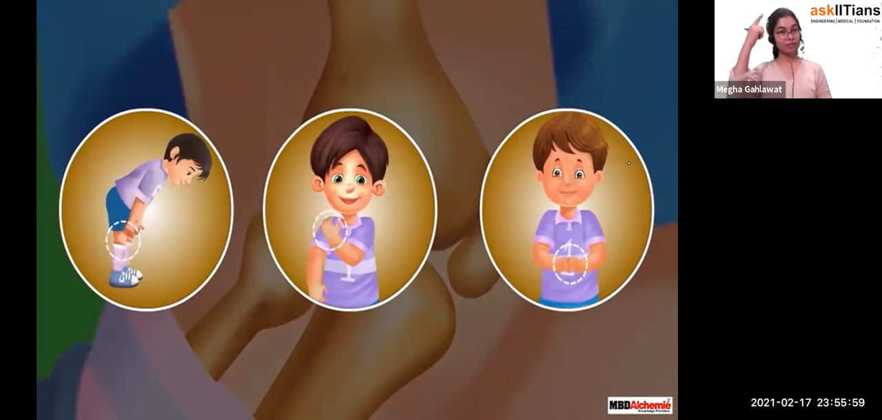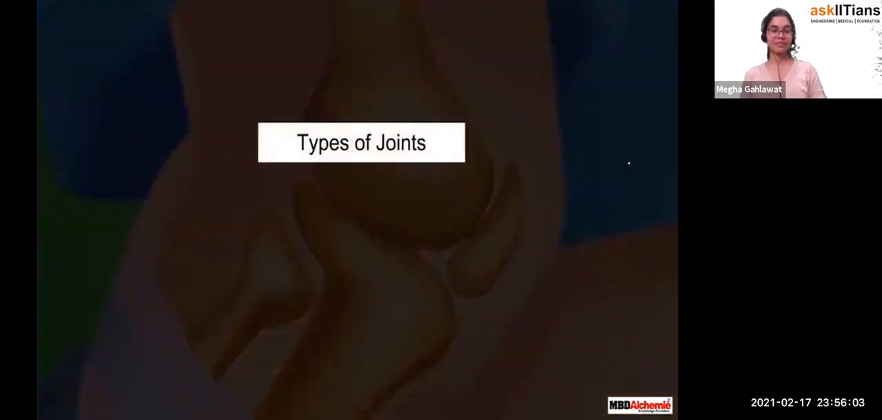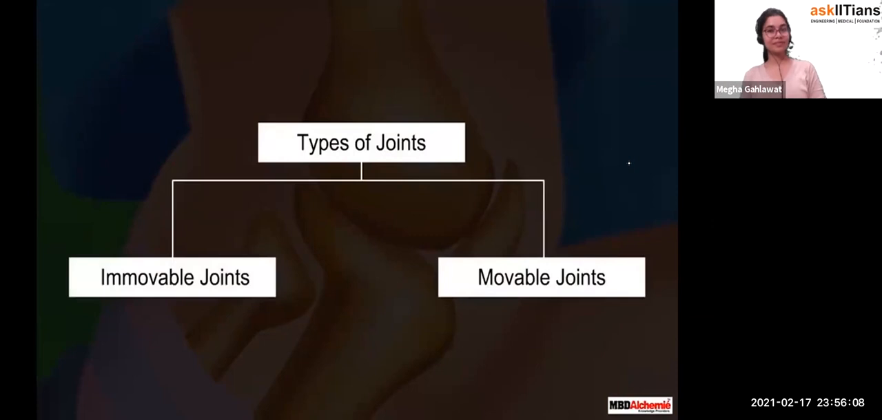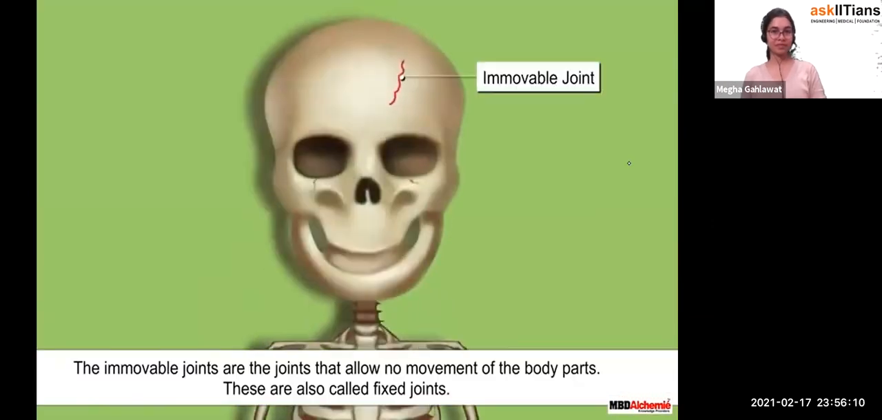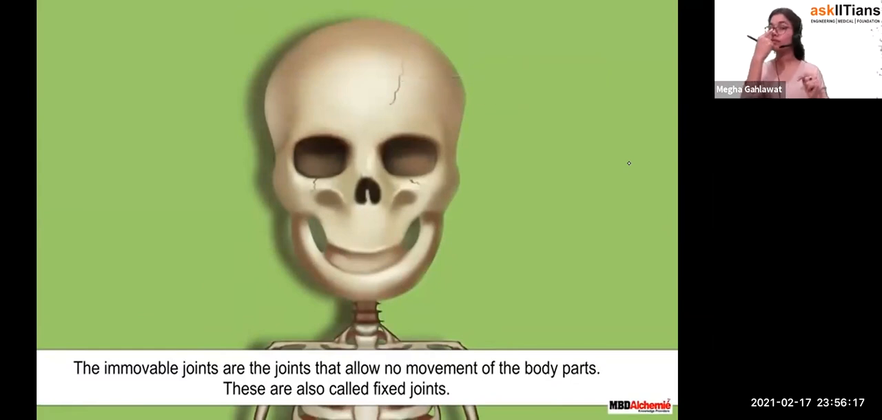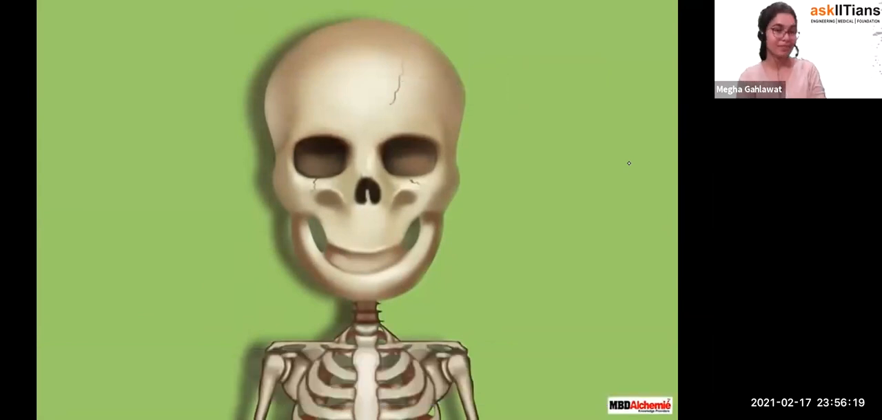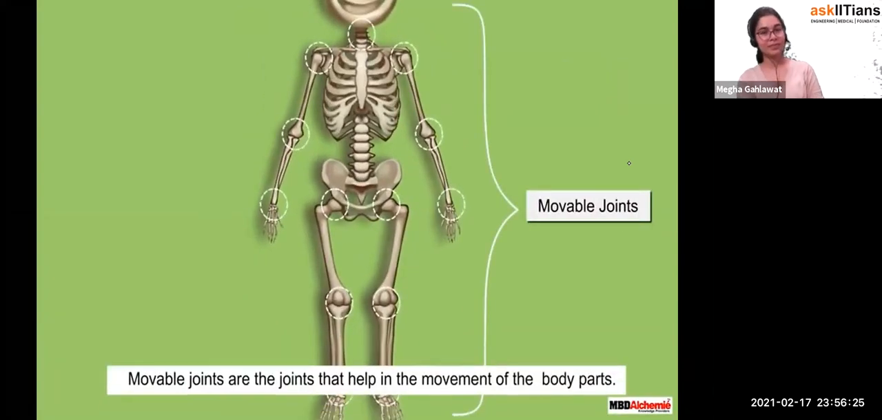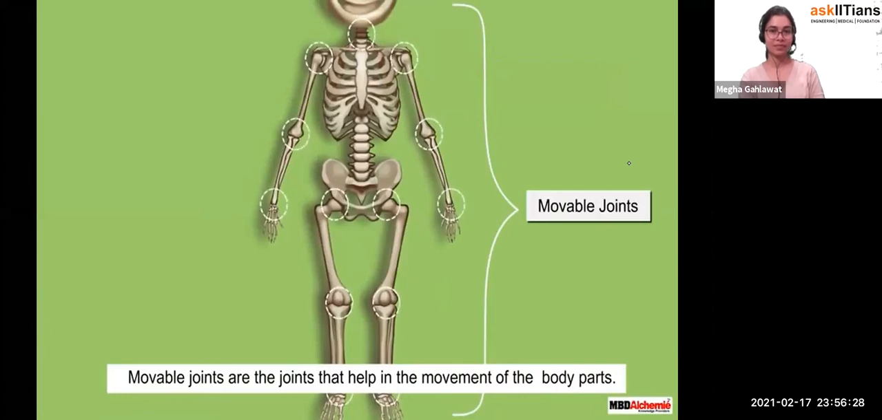On the basis of whether the joint helps in the movement or not, these joints can be categorized into two types: immovable and movable. The immovable joints are the joints that allow no movement of the body parts. These are also called fixed joints. Such joints are found in the skull. Except the joints present in the skull, all other joints found in the body are movable. Movable joints are the joints that help in the movement of the body parts.